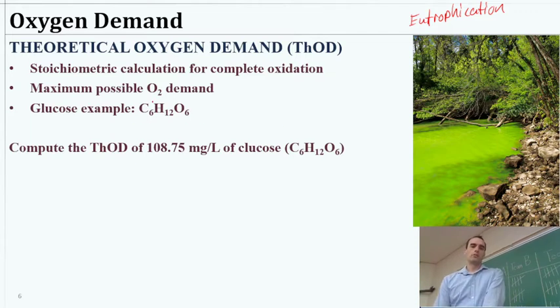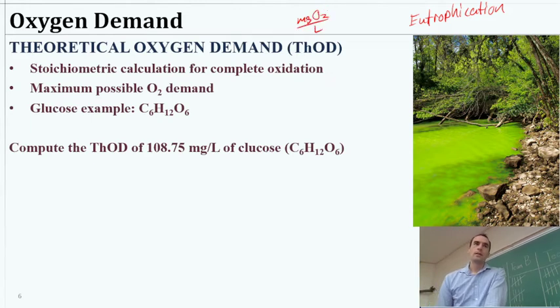Glucose, for example, would just be carbon dioxide and water. So let's calculate the theoretical oxygen demand for glucose. Let's take 108.75 milligrams per liter of glucose and calculate the theoretical oxygen demand. And that's going to be, by the way, in milligrams per liter of oxygen. Milligrams of O2 per liter.